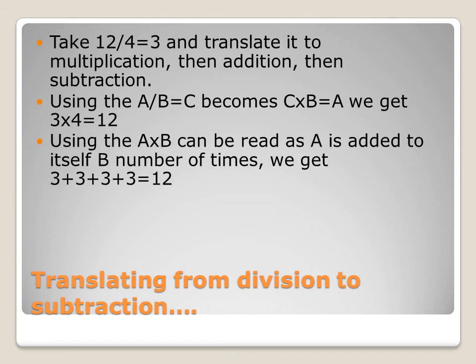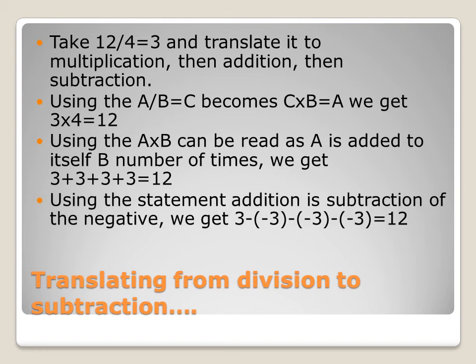If we translate that into addition, in our new 3 times 4 equals 12, A is added to itself, so 3 is added to itself 4 number of times. And so we get 3 plus 3 plus 3 plus 3 equals 12. And then finally for subtraction, we say addition is actually just subtraction of the negative. It's important to keep this first 3 as positive 3, because you're not adding and subtracting that 3, you're starting with that 3. And then every other addition sign we change to subtraction, so it becomes 3 minus negative 3, minus negative 3, minus negative 3 equals 12.